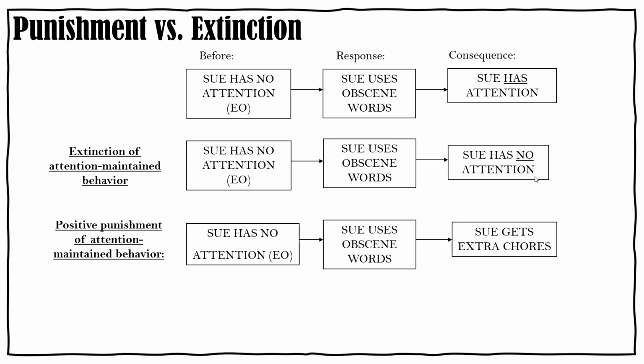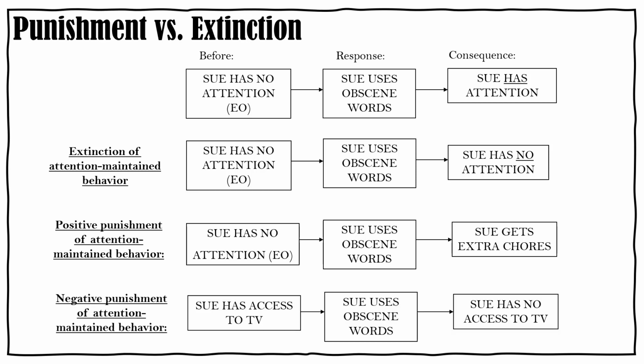What about positive punishment? With positive punishment, remember, she engages in the response and something aversive gets added. So Sue has no attention, she cusses, and now she gets extra chores, and that results in the future probability of the behavior decreasing. So now let's look at negative punishment. With negative punishment, maybe she has access to TV in her room, she cusses, and now the TV is taken away.